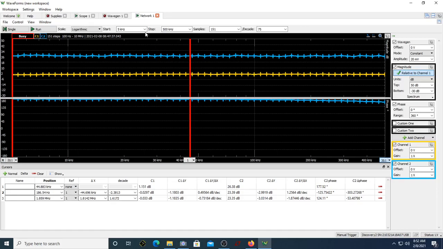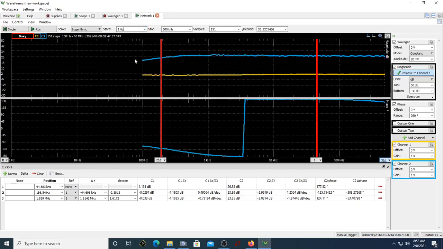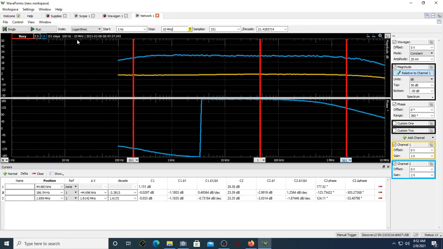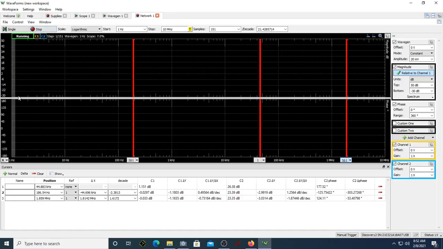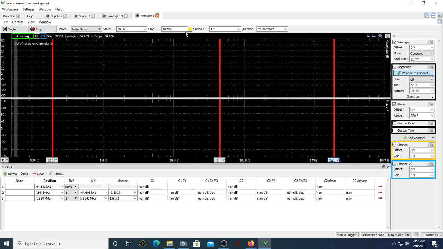So in order to get the response properly, this should be at a lower frequency. Even so, don't keep it at 1 hertz. If you keep it at 1 hertz and this at 10 megahertz, you can see it will take a long time because it has to plot the readings. If you are starting from 1 hertz, it will certainly take a very long time. So don't keep it at 1 hertz, keep it somewhere around 50 hertz. So it will be pretty fast.